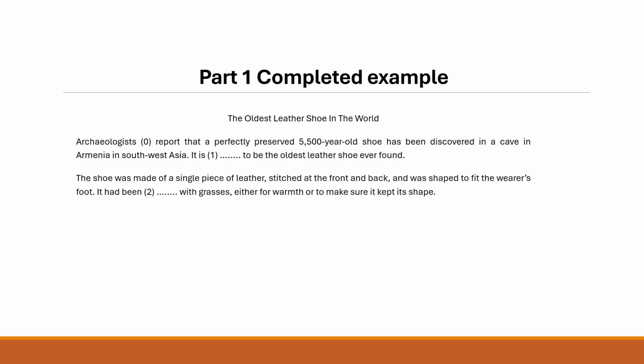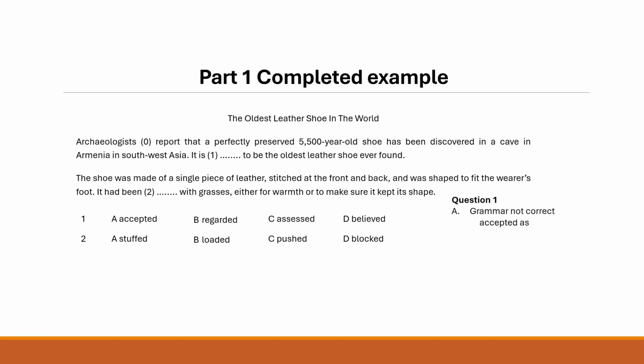Now let's look at our completed example, and here we have 2 gaps, and these are our 2 options for number 1 and number 2. So let's just review each of these words and decide what the best word is in each case. So for question 1, A is not possible because we need to have accepted as in the sentence. B is the same, where we would say regarded as, so this is not possible. The third word, assessed, means to make a judgment, and this doesn't really have the correct meaning in this case. So the final answer here, D, is the correct one, and the grammar for that is believed to be, and that's perfect for this gap.